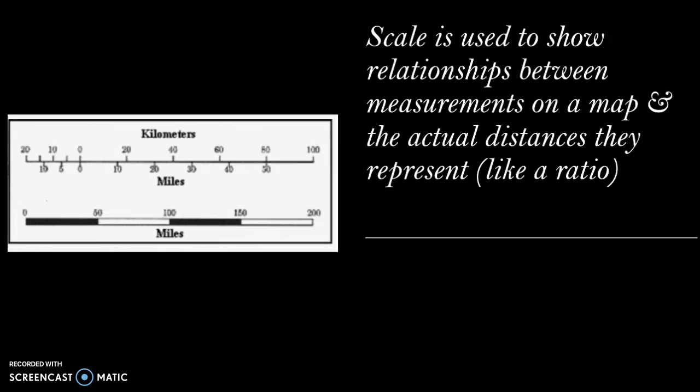Scale is used to show relationships between measurements on a map and the actual distances they represent. It's similar to a ratio. So you see two examples of scales on this slide. Obviously, if two cities were 200 miles apart, we would not have a map that was 200 miles long. So we would create a scale so that we could measure the distance and then use that scale to see how far apart they were.